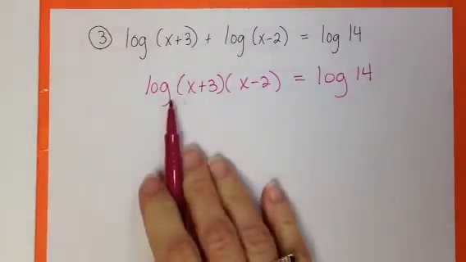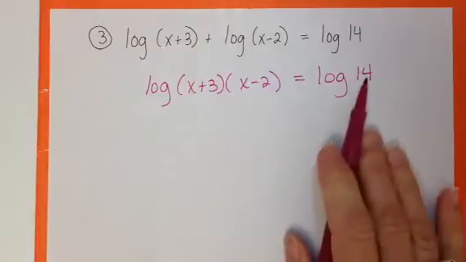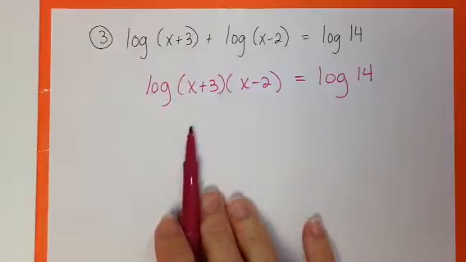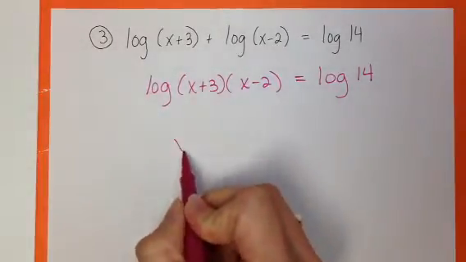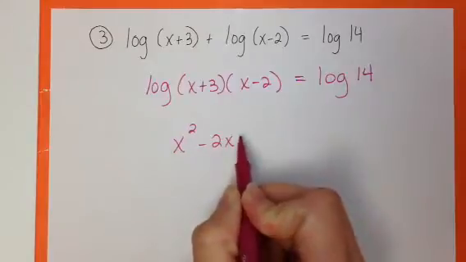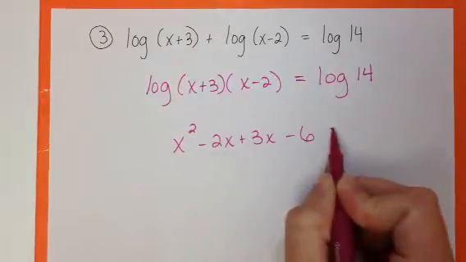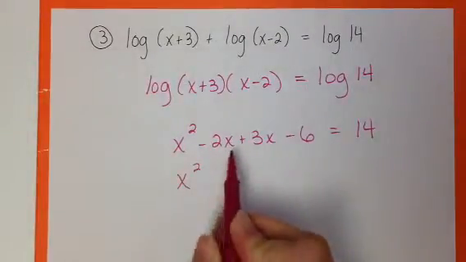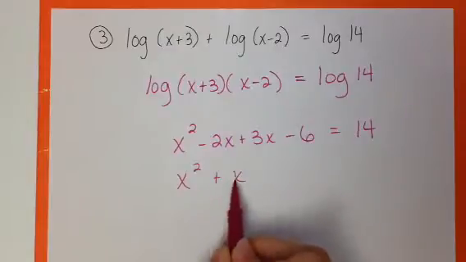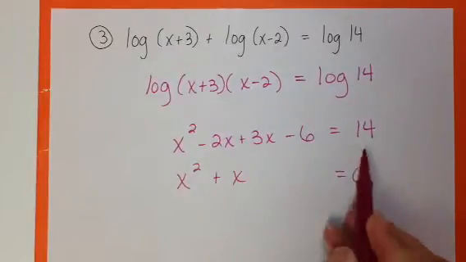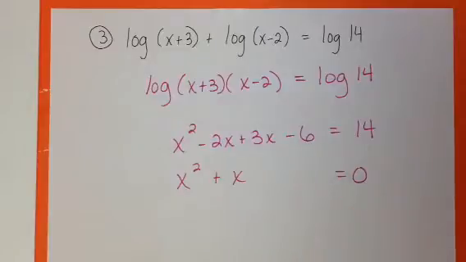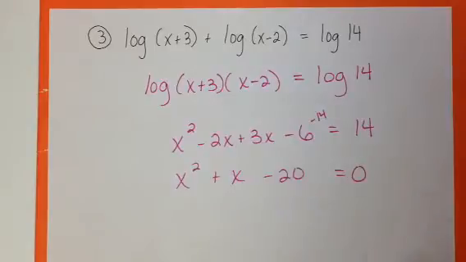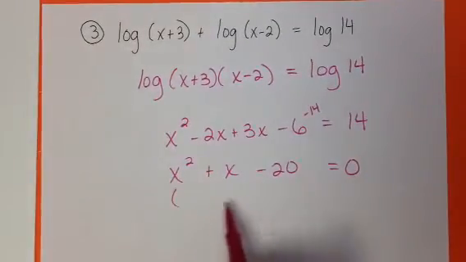Okay, so now that I have just a log equal a log, now I can pull down and just set my arguments equal to each other. You're going to want to FOIL this, so let's just go ahead and do that as we bring it down. So I'll have x squared minus 2x plus 3x minus 6 equal to 14. Okay, you will want to combine negative 2x plus 3x, so that gives us a positive 1x, but you will want to subtract the 14 because you do want this to be equal to 0. So if I subtract my 14, then I'll get negative 20, and this will factor for us.